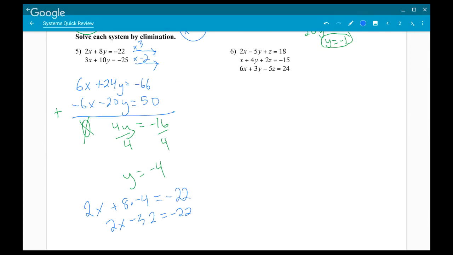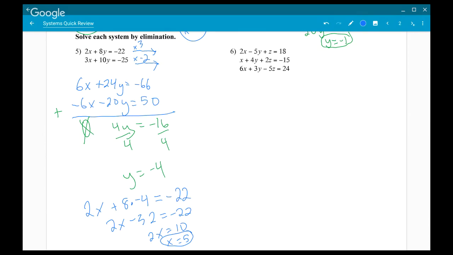Add 32 to both sides. I get 10. Divide by 2. I get x equals 5. Again, a quick double check here wouldn't hurt. Okay, but if you plug both of those numbers in, you get exactly what you're supposed to get for both equations.